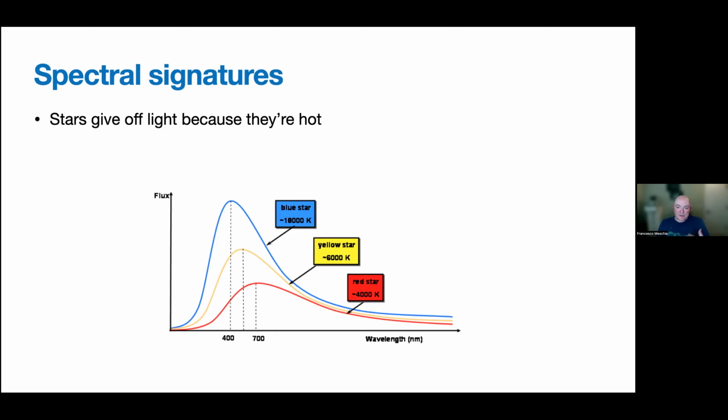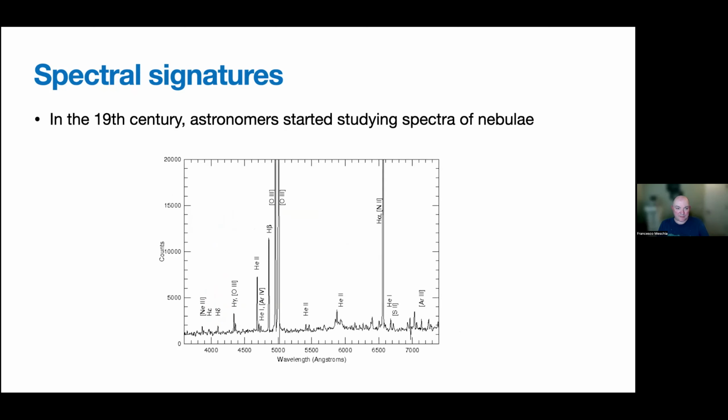So this is the way stars behave. They emit light at essentially all wavelengths, following the laws that describe a black body radiator. However, not everything in the universe behaves like that.